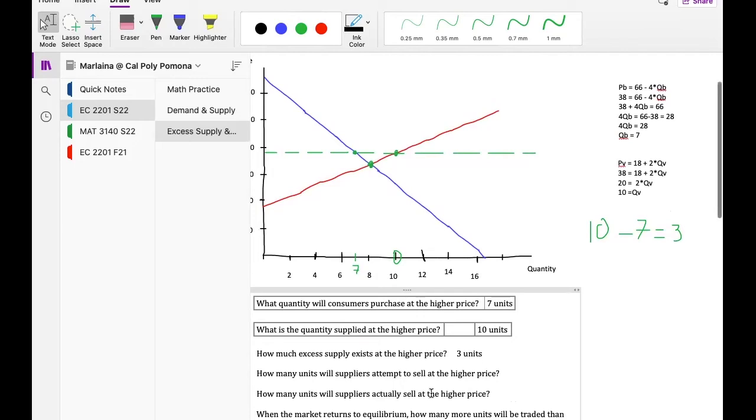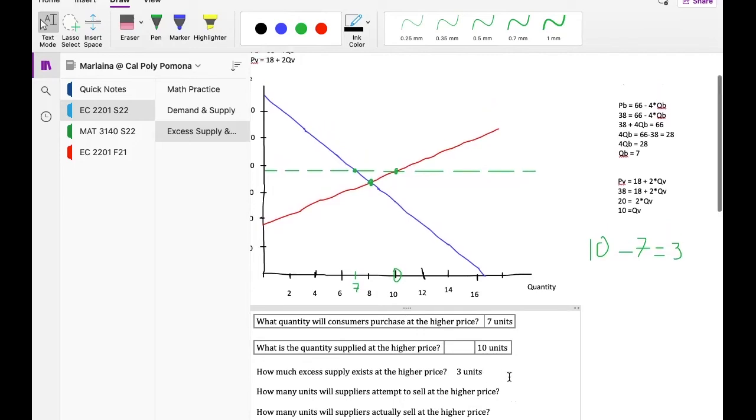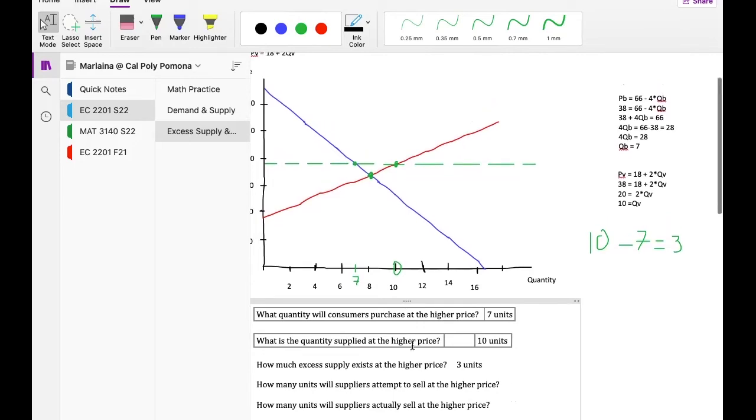How many units are suppliers going to attempt to sell at this higher price? This is just going to be our quantity supplied. This is another way of wording our quantity supplied. 10 units are going to be supplied, and even though only 7 units are going to be bought by consumers, suppliers are still going to try and sell all 10 of the units they produced.